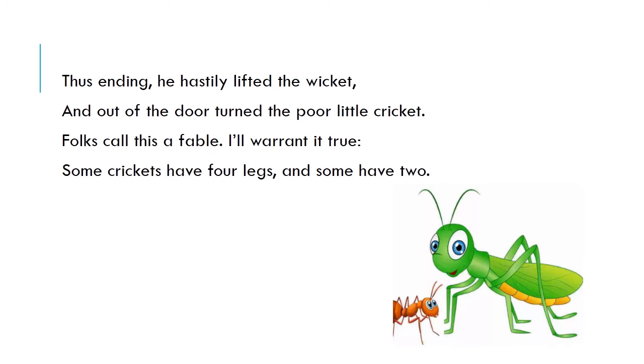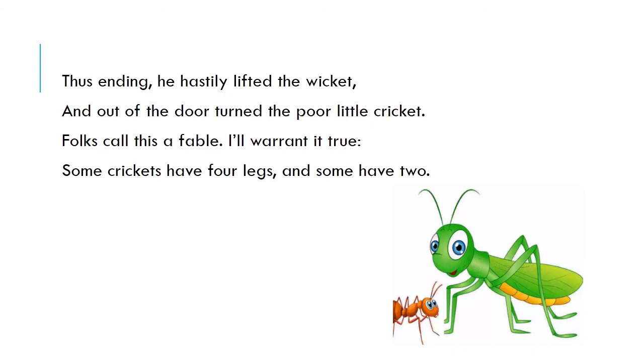And now at the end, the last 2 lines, the poet tells us, folks call this a fable. Folks meaning people. People usually call this a fable, a story. But the poet says, I will warrant it true. I'll guarantee you that it is true. Some crickets have 4 legs and some have 2. So now the poet is telling that there are crickets with 4 legs. There are also crickets that have 2 legs. Here he is meaning the human beings who do not work hard. Instead, they while away their time when opportunities are there, and then afterwards they cry for help.